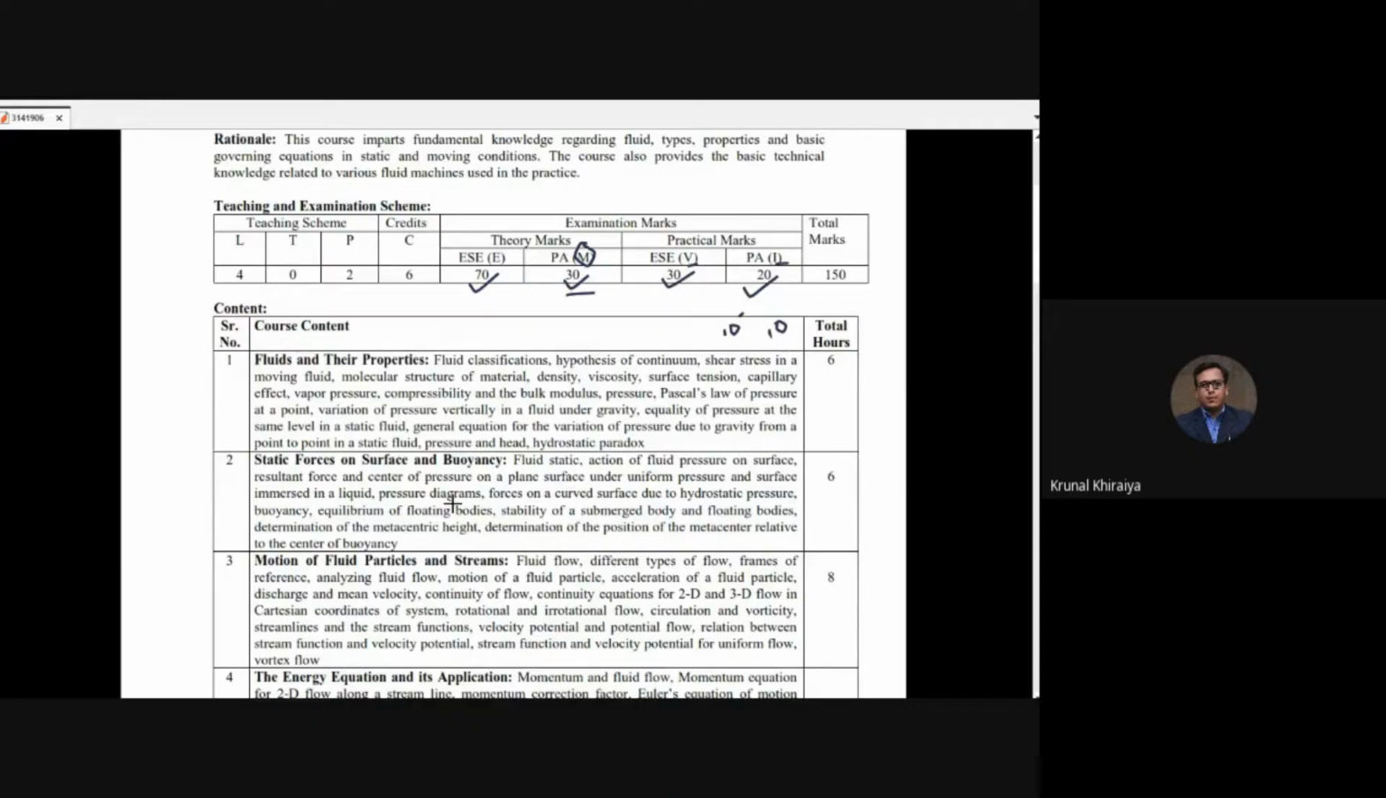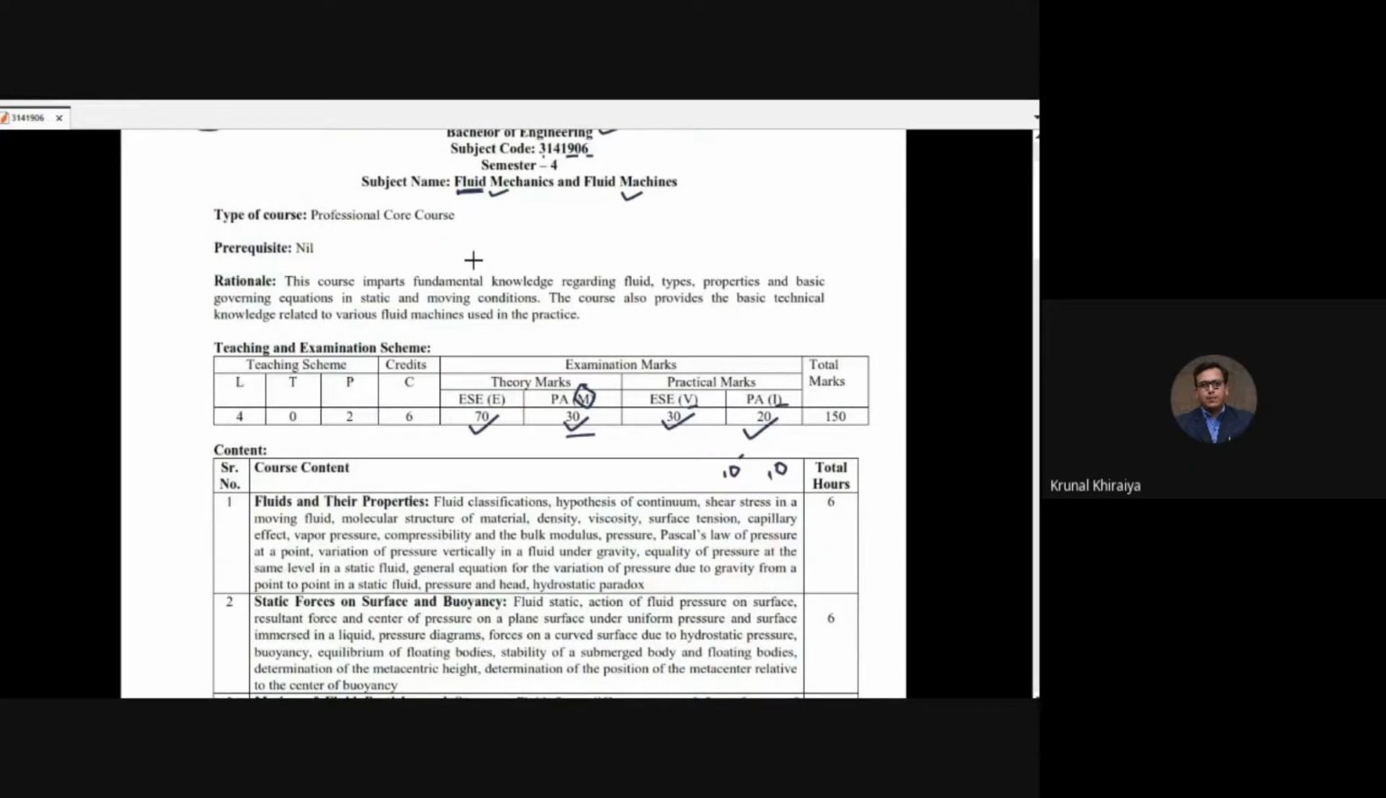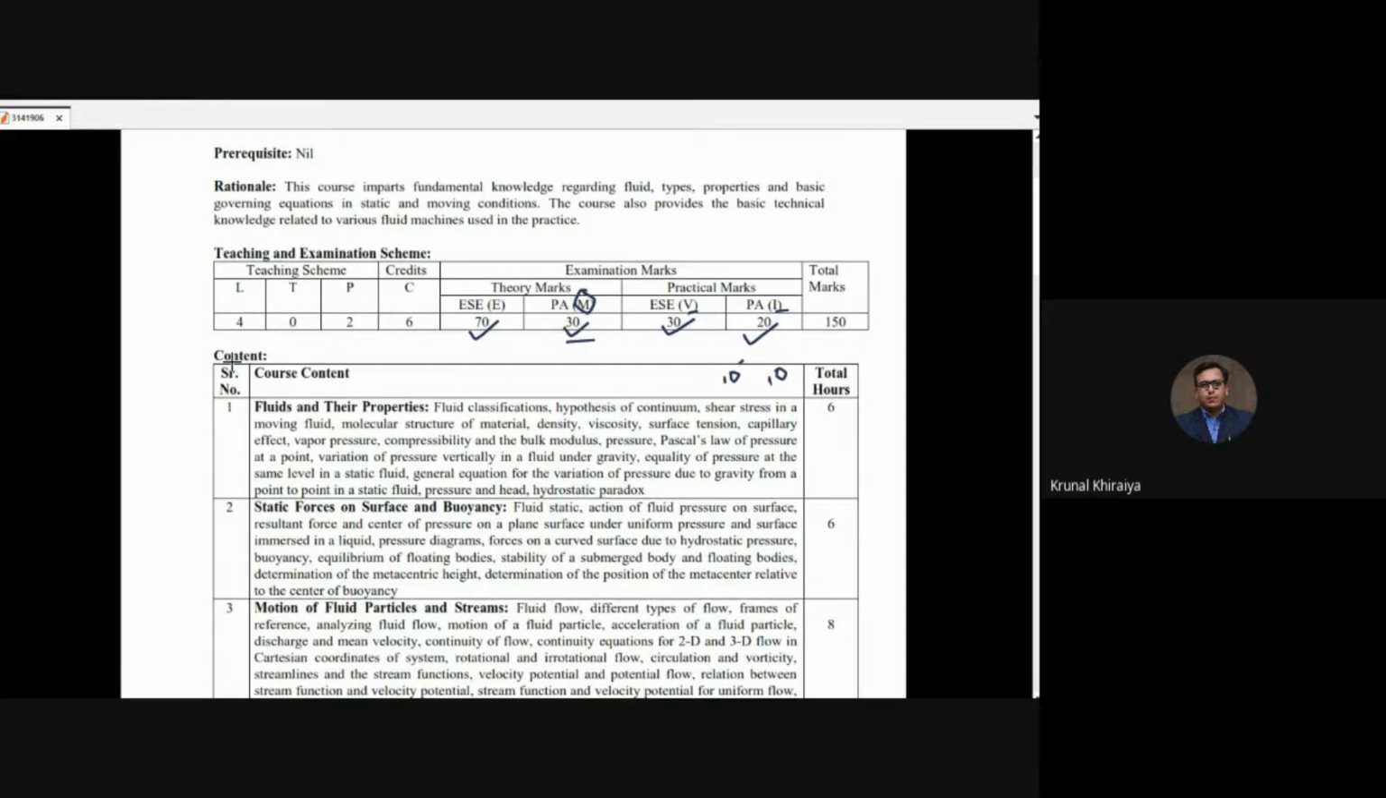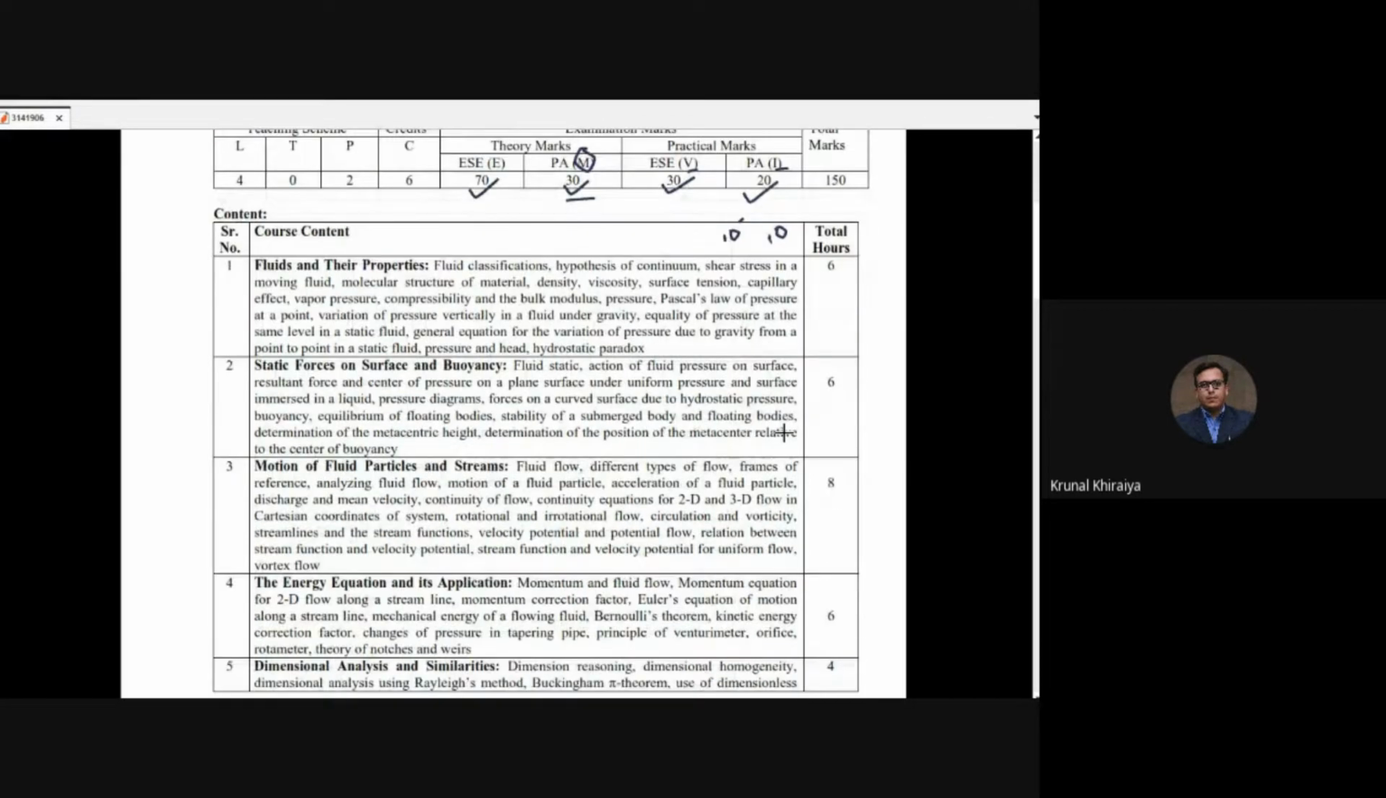There are 4 hours per week, and if we calculate 15 weeks of teaching, then 60 lectures are required to complete this course. That means we need 60 contact hours for completing this syllabus. So here the total hours is given.